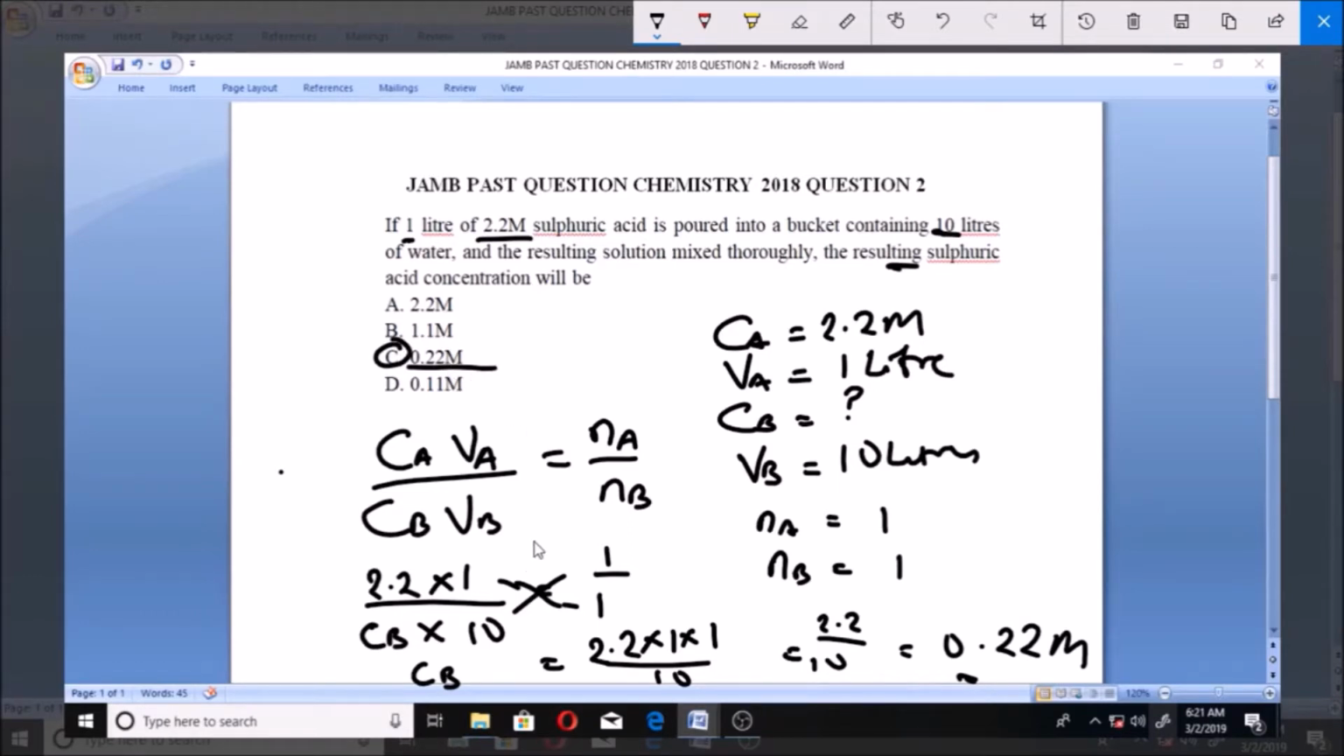So the most important thing that you need to go away with in this solution is that once you have something that involves mixing, sulfuric acid being poured into water, checking the concentration, you need to use this formula. This is the general formula for calculation. So all this will be given to you.